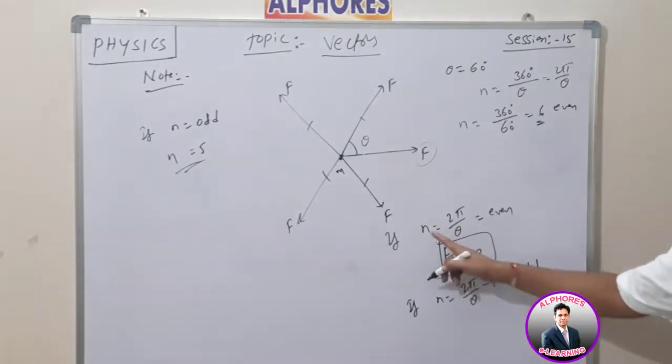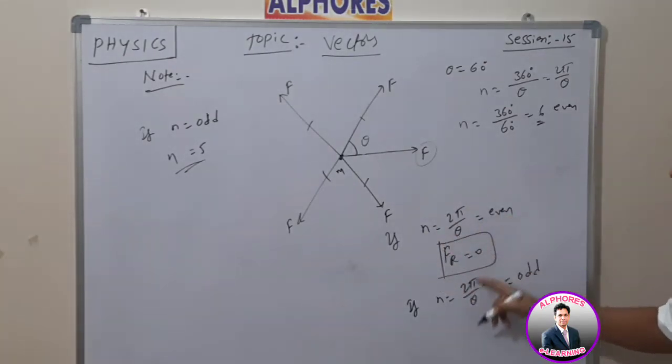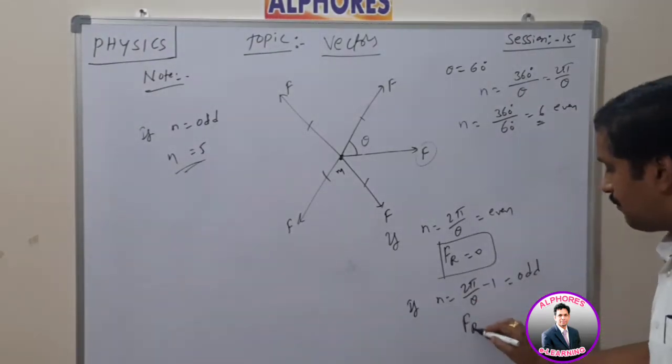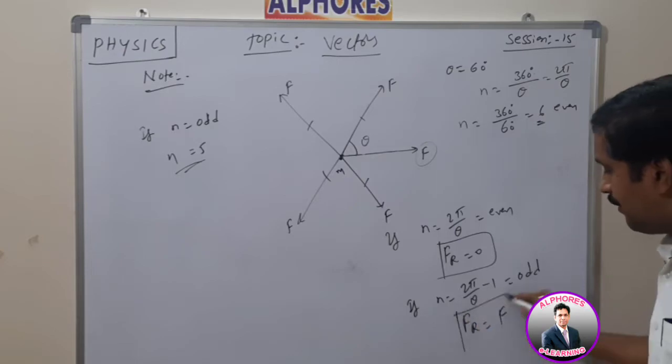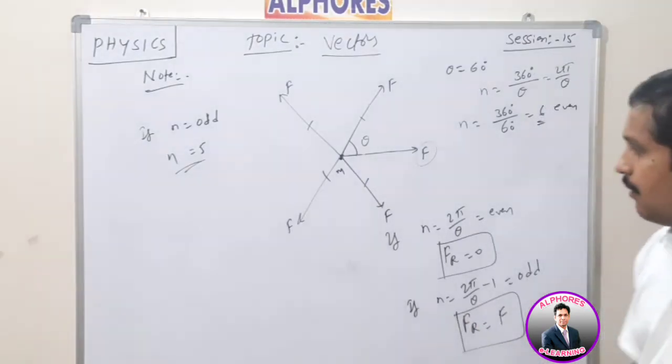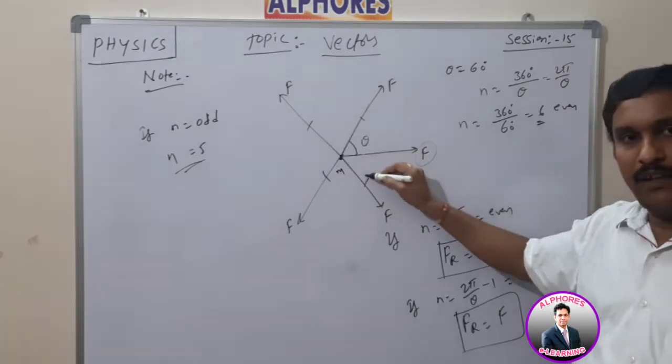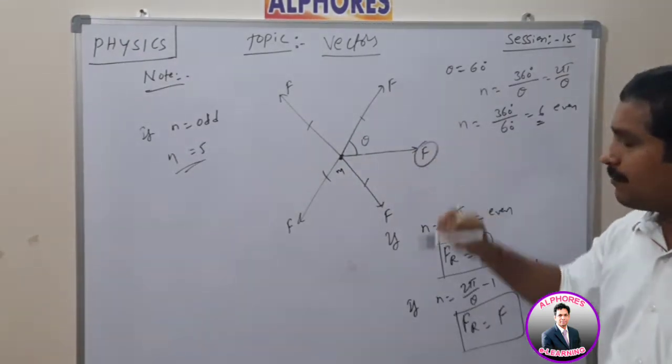Okay, here if n is equal to 2π/θ is even, and if n is equal to 2π/θ − 1, it gives an odd number of forces. That means if n is odd, then the resultant force acting on the particle is equal to the individual force. For example, taking this diagram, 4 forces are cancelled together due to the equal and opposite forces, but one force is remaining on the particle.